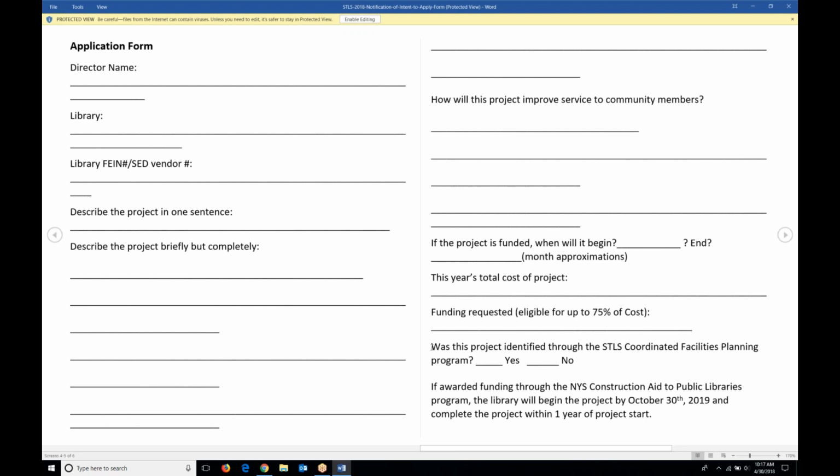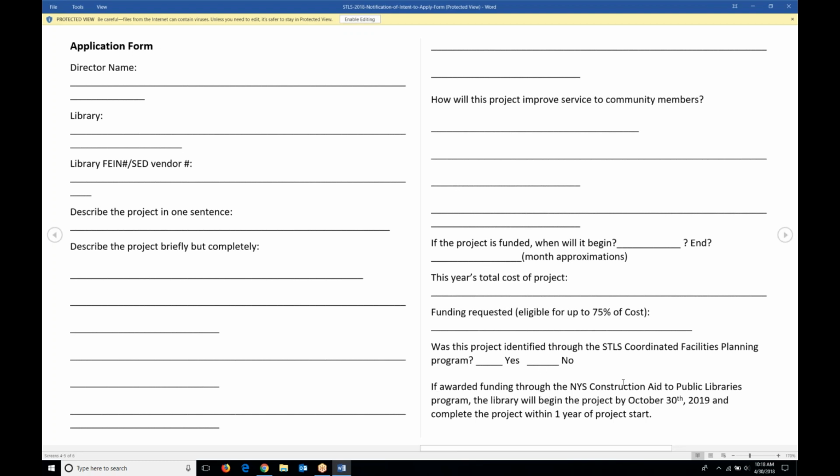This question gets at a priority of the system. Was this project identified through the Southern Tier Library System Coordinated Facilities Planning Program? We have a number of historic facilities within STLS that have been chosen to go through an STLS Coordinated Facilities Planning Program. If you are one of those libraries and you check yes, your project and its funding will be prioritized in this application round.